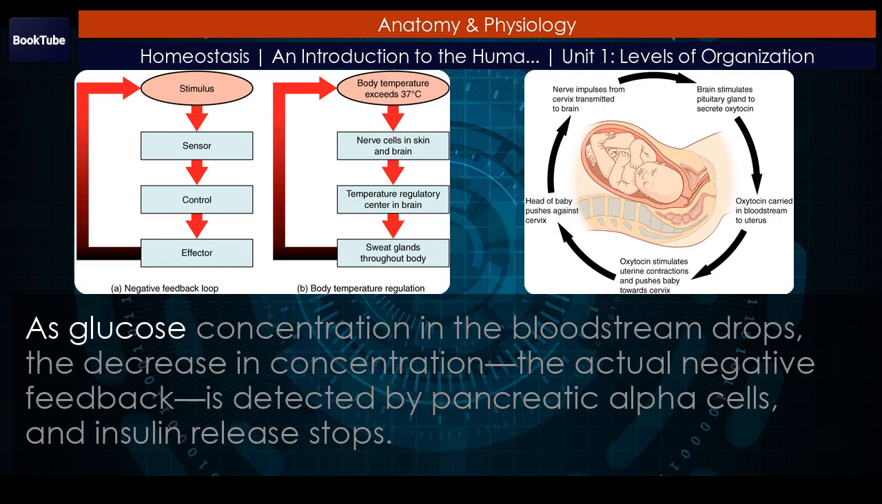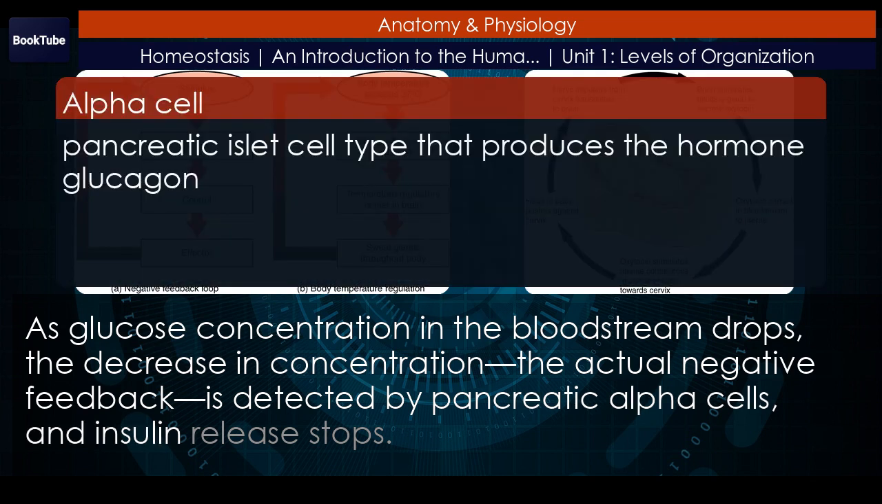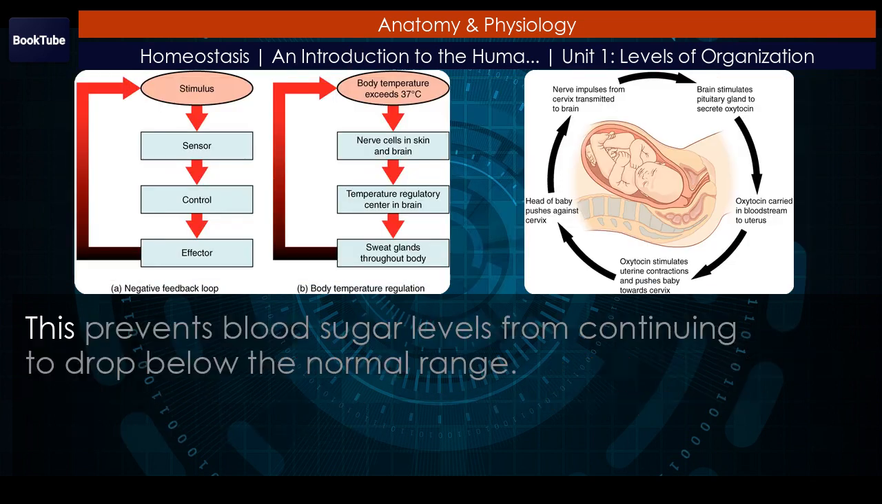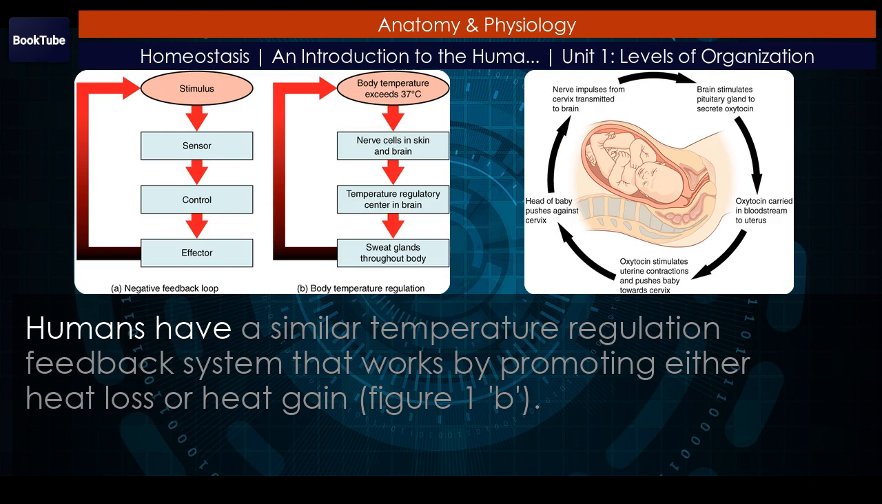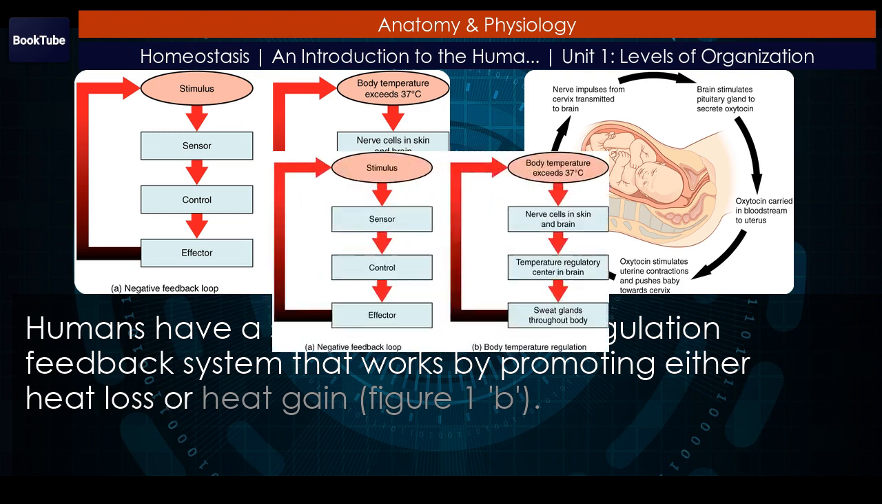As glucose concentration in the bloodstream drops, the decrease in concentration, the actual negative feedback, is detected by pancreatic alpha cells, and insulin release stops. This prevents blood sugar levels from continuing to drop below the normal range. Humans have a similar temperature regulation feedback system that works by promoting either heat loss or heat gain.